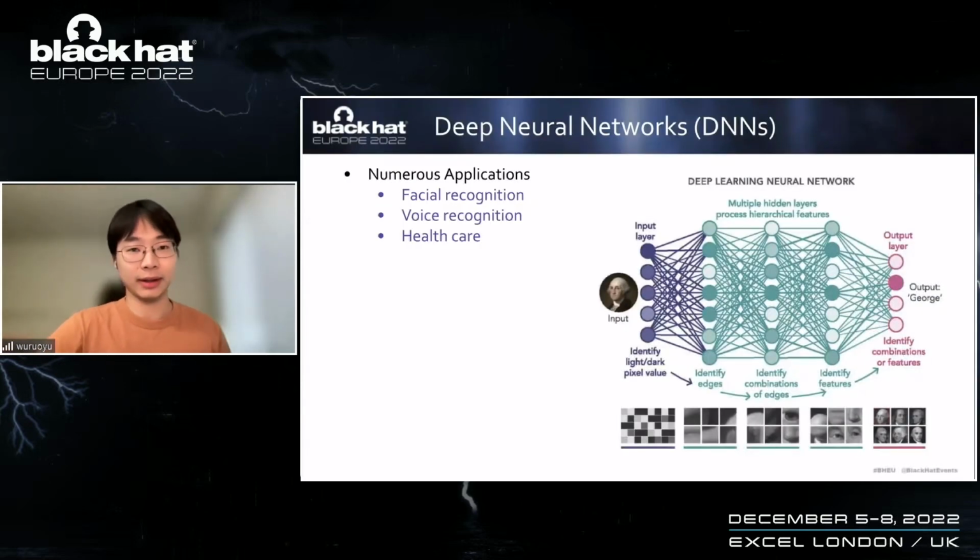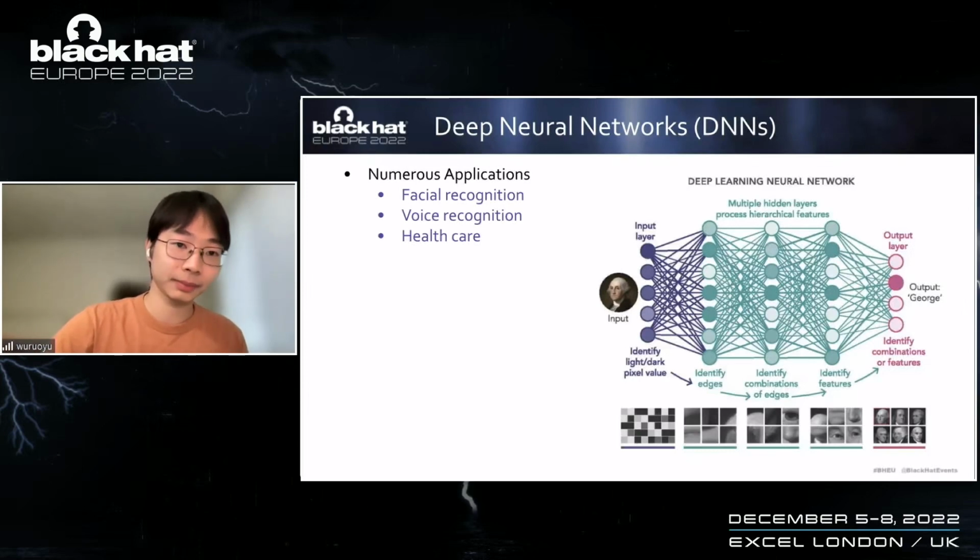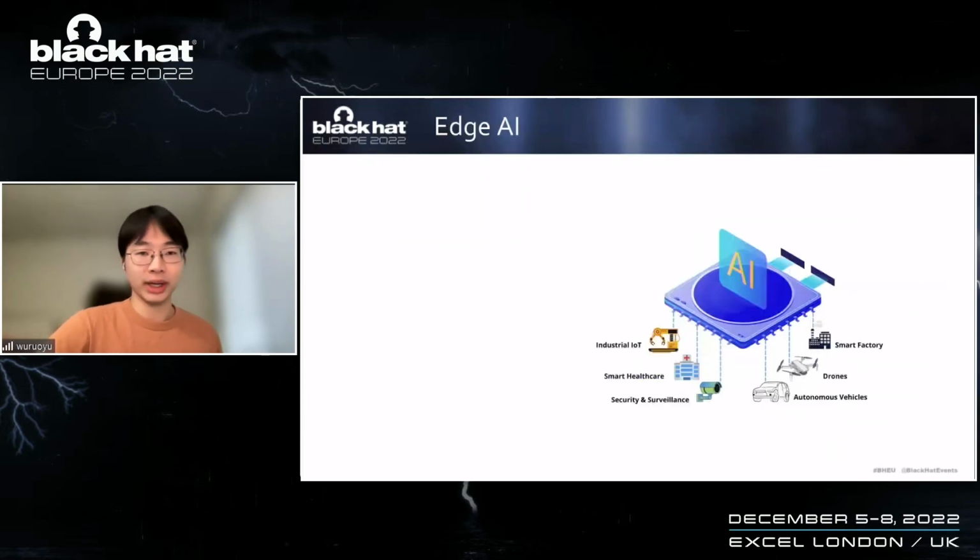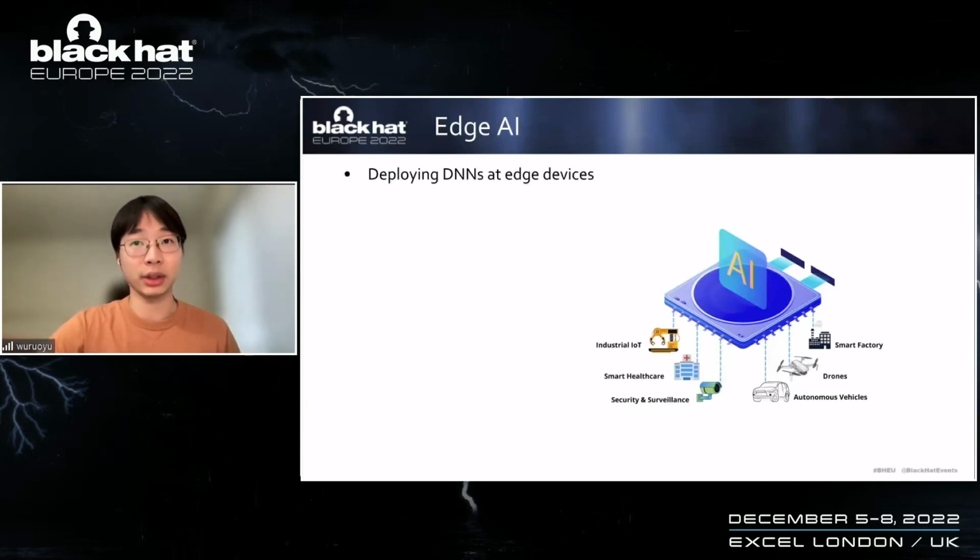As you know, deep neural networks, DNNs, have been applied in many usage scenarios. For example, face recognition, voice recognition, healthcare, etc. And there's a trend of deploying deep neural networks on edge devices, and so there's a term called edge AI, where AI computation is done near the user at the edge instead of at the cloud.